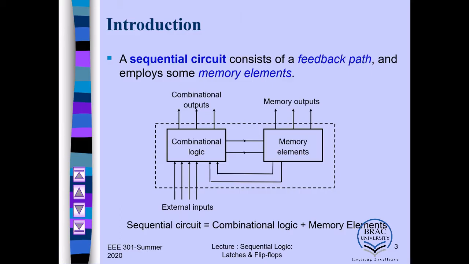Introduction. A sequential circuit consists of a feedback path and employs some memory elements. So this is the combinational circuit and memory elements. If you combine these together, then we will get the sequential circuit. So it has the feedback path as well, like this.